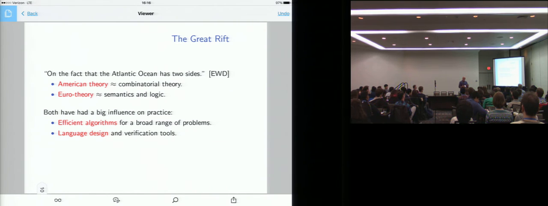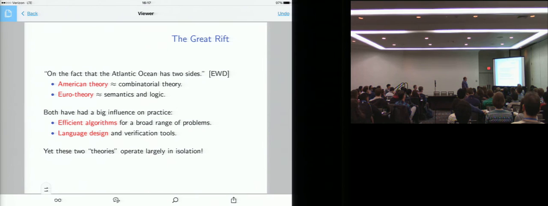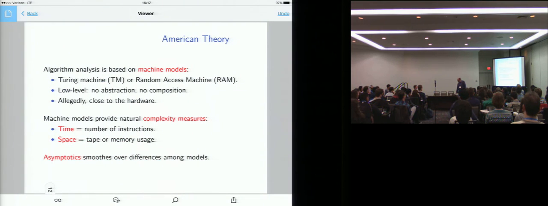Now, of course, privately, we sometimes say that, and I'm quite sure that some of my colleagues say the same thing behind my back. But really, efficiency algorithms are obviously extremely important for solving real problems. But so is language design and things like verification and looking at the human factors in building code. So the fact is that these two theories, theory A and theory B, operate largely in isolation from one another, which I think is a shame.